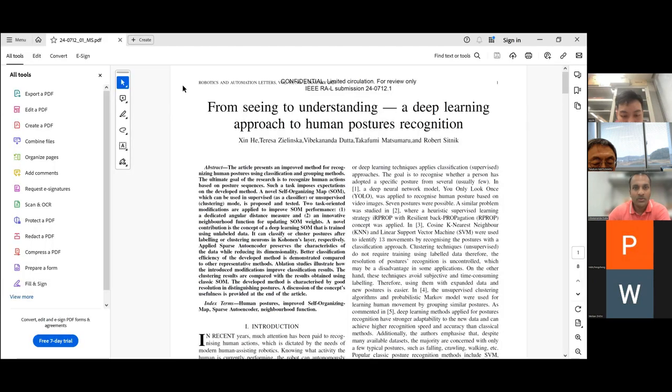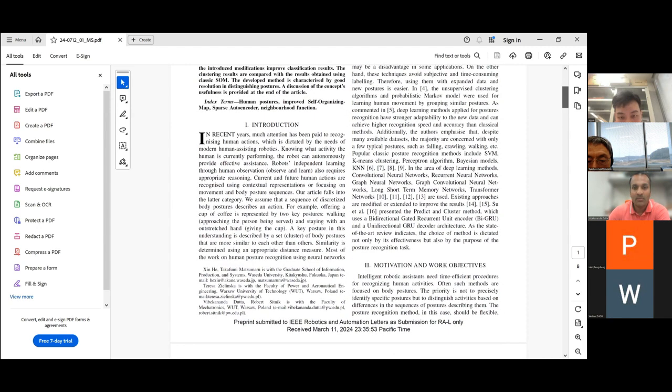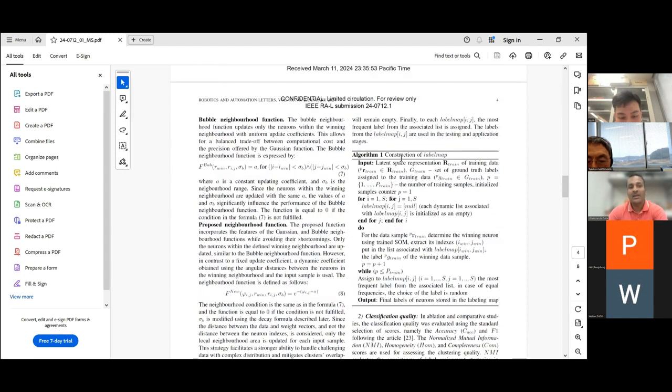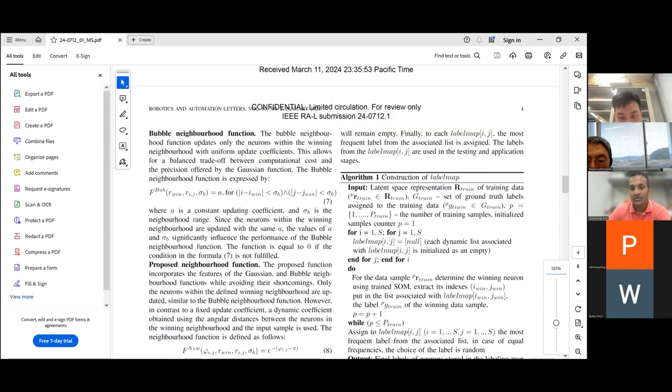So this is the paper which I would like to share. This is under review now. If you look at this part, in the labeling map, we have this algorithm for the construction of the labeling map, how we did that.